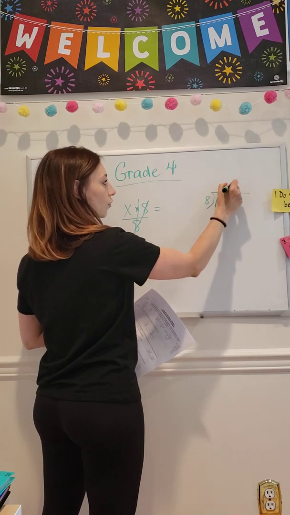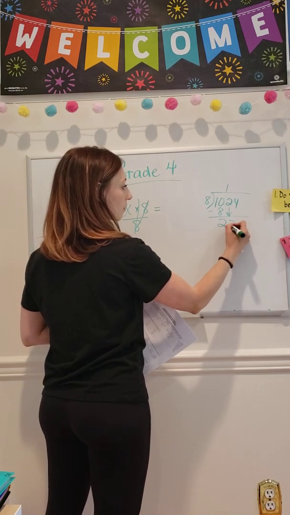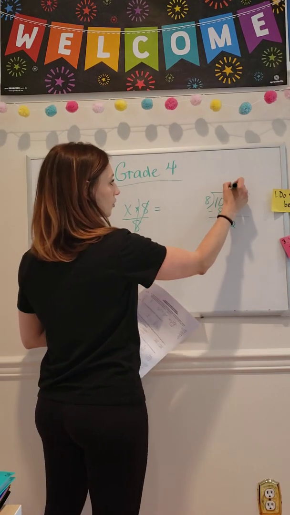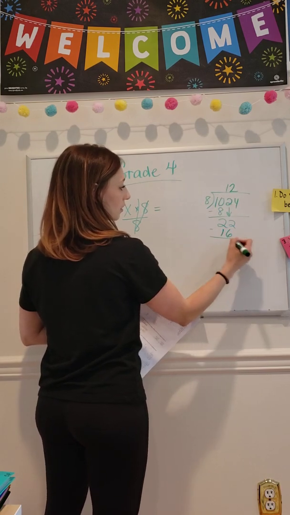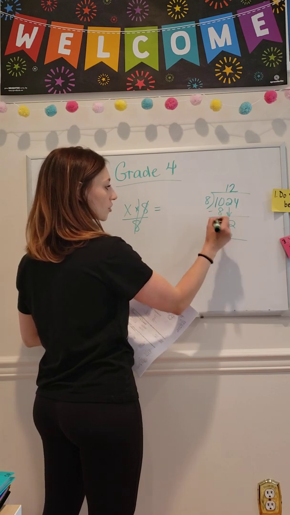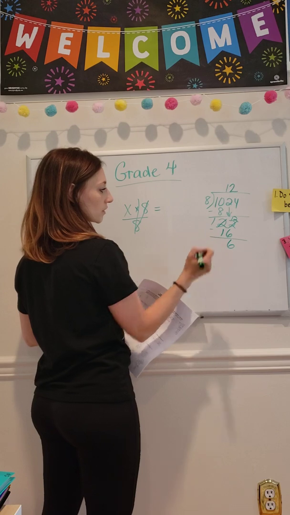8 goes into 10 one time. 10 minus 8 is 2, and I bring down my 2. 8 goes into 22 2 times. 8 times 2 is 16, and now I subtract again. 2 minus 6 I can't do. Cross out the 2, make it a 1. 12 minus 6 is 6. 1 minus 1 is 0.